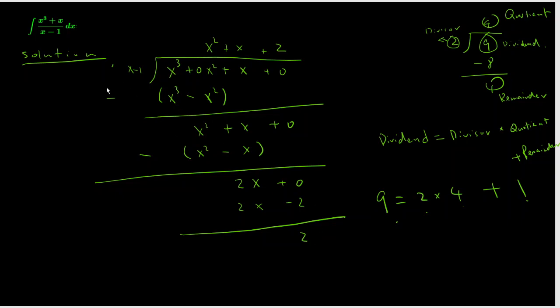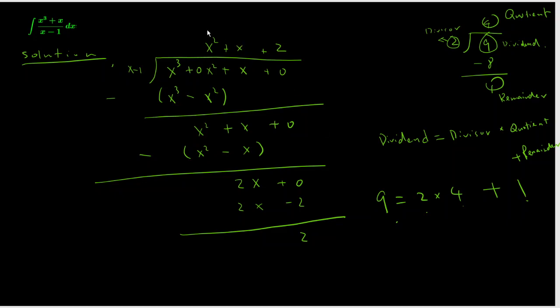In this particular case, the remainder is 2. We treat a constant as a polynomial with the degree of 0. The degree of the remainder now is 0, right? And the degree of the divisor is 1. 0 is less than 1, right? When the degree of the remainder is strictly less than the degree of the divisor, then you're done.